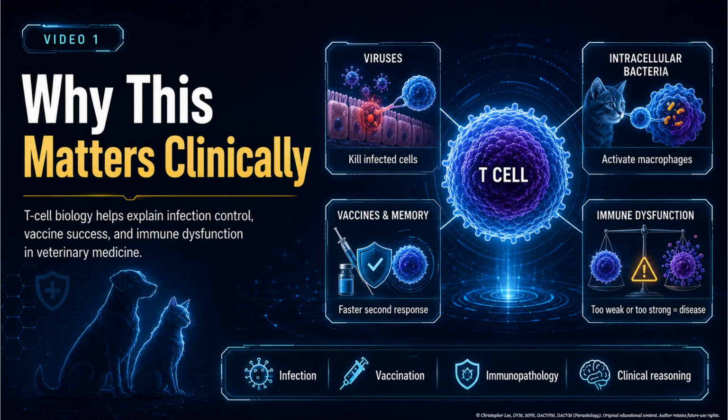T-cells help control viruses. They help coordinate responses to intracellular bacteria. They support antibody production. They activate macrophages. They help generate immune memory. Cytotoxic T-cells can also recognize and eliminate abnormal cells, including tumor cells. So this is not just immunology trivia. This is the logic behind infection control, vaccine success, immunodeficiency, hypersensitivity, autoimmunity, and clinical reasoning. If you understand how T cells recognize threats, many later immune system topics become much easier to organize.